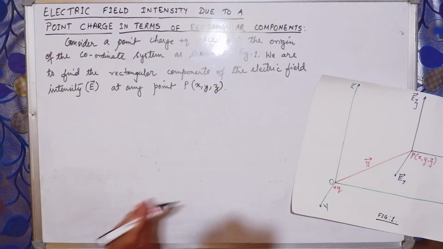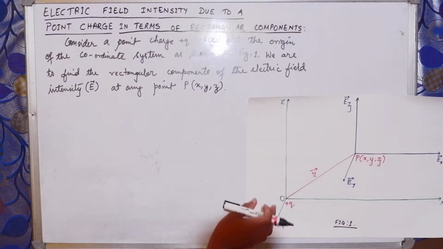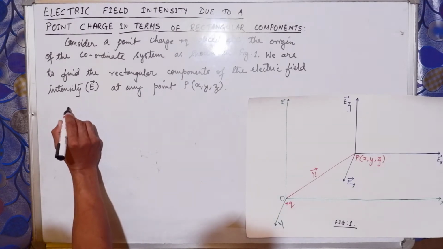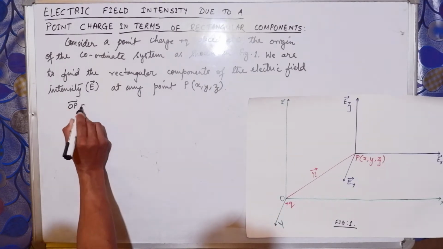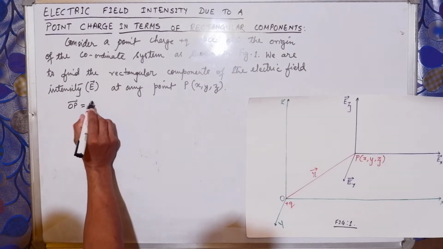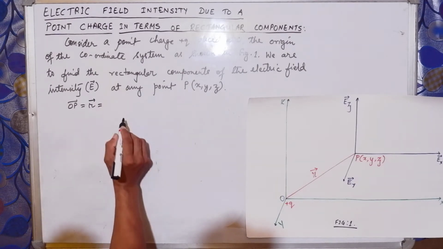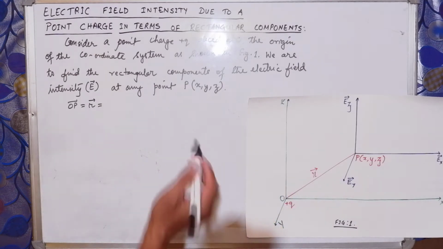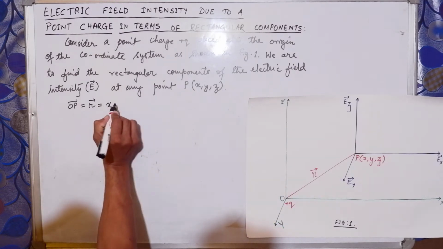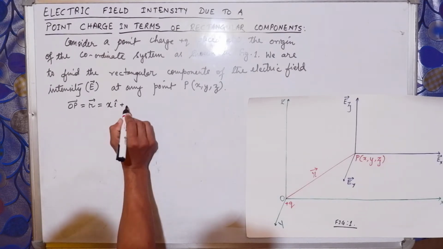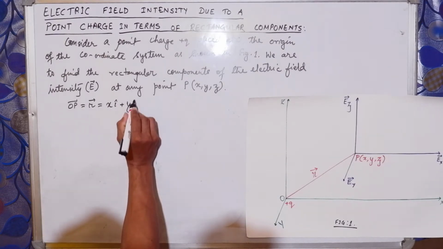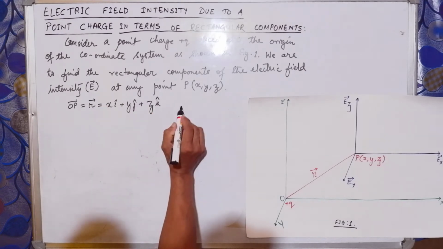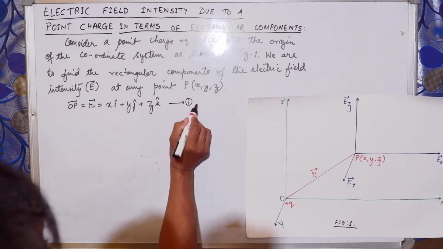Now if we look at this diagram, vector OP will be equal to vector R. In terms of x, y, and z, we have R equal to x unit vector i plus y unit vector j plus z unit vector k. Name this as equation number 1.